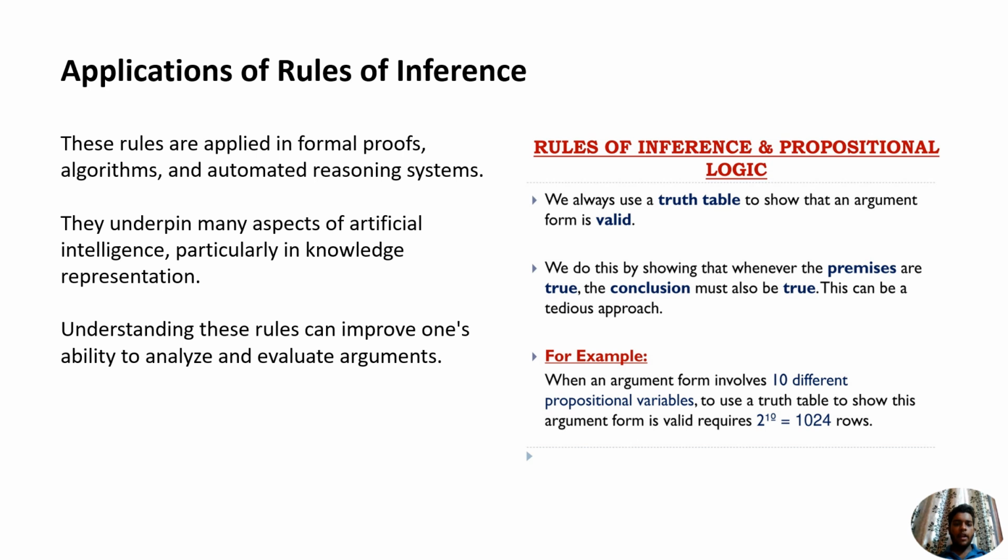These rules are applied in formal proofs, algorithms, and automated reasoning systems. They underpin many aspects of artificial intelligence, particularly in knowledge representation. Understanding these rules can improve one's ability to analyze and evaluate arguments.